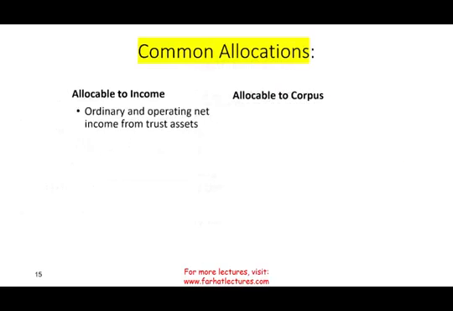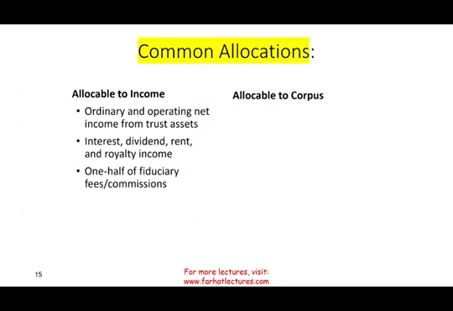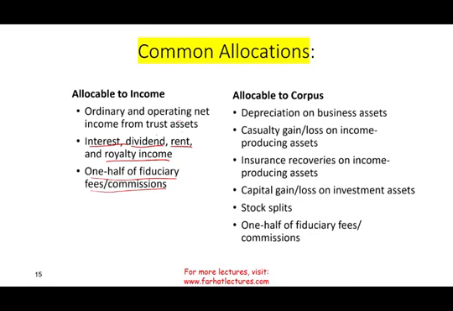This is basically an overview. What's generally allocated to income? Ordinary and operating net income from trust assets, any ordinary income, interest, dividend, rent, royalty income, and 1/2 of the fiduciary fees and commission. Then what's considered part of the corpus of the actual trust? Any depreciation on the business asset, if I have a building or a warehouse that I'm renting, and a casualty gain or loss on income producing property, whatever that is, my warehouse, my office building, my commercial real estate.